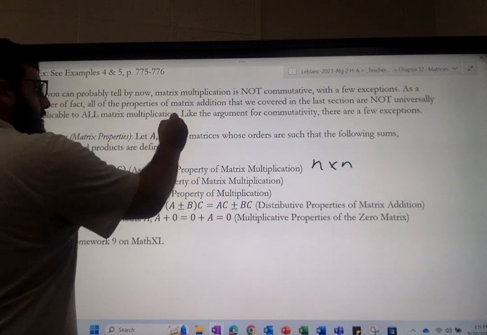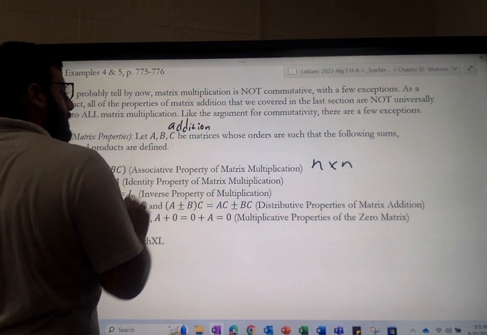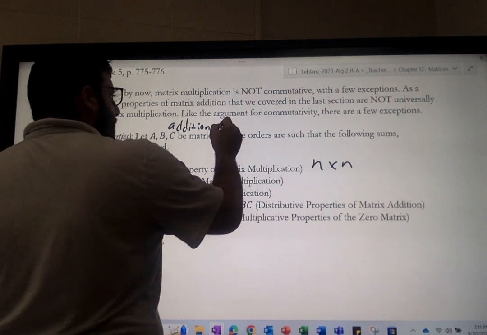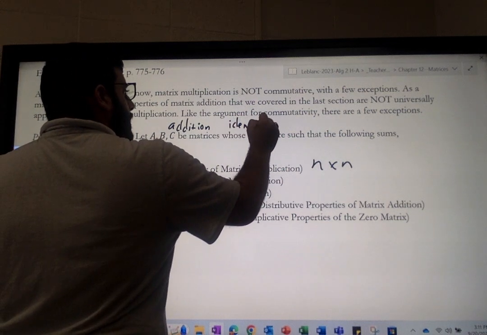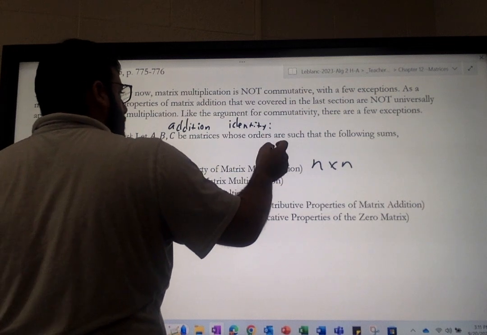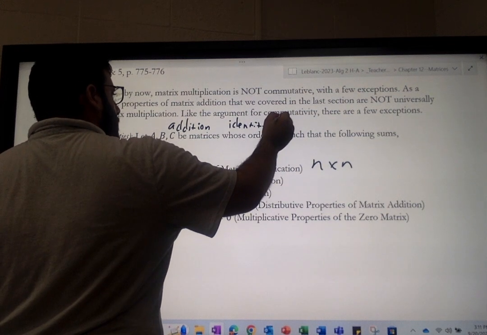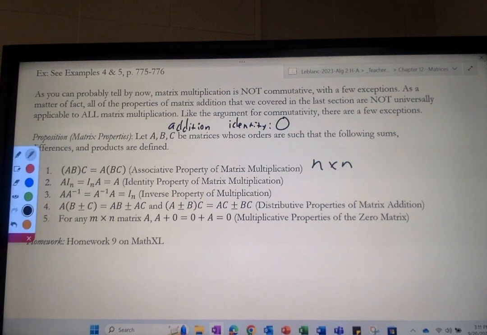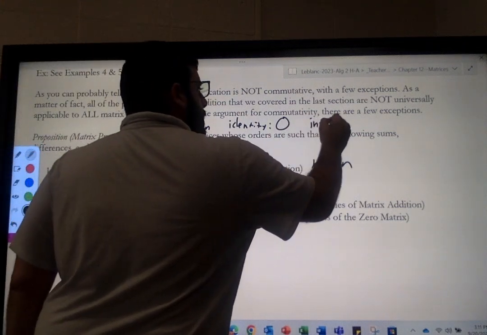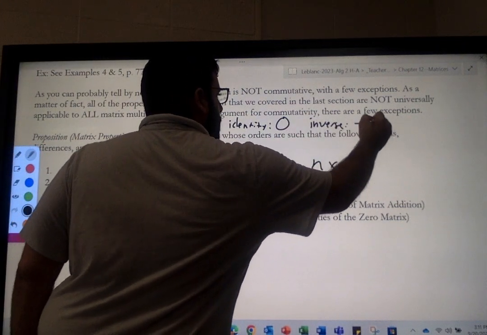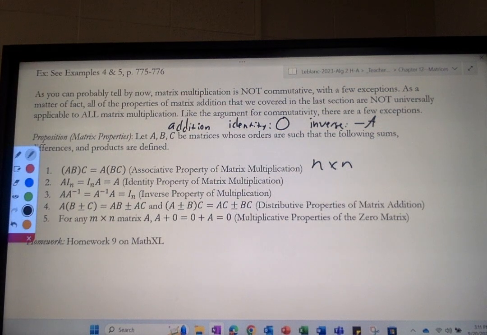So remember, for addition, I'll write it up here. For addition, the identity is, what was it? It was the zero matrix. The identity was the zero matrix, and the inverse was just the opposite of whatever matrix that you had. If you have A, then its inverse would be negative A, because they add up together to give me the identity matrix. Matrix multiplication also has an identity and an inverse.